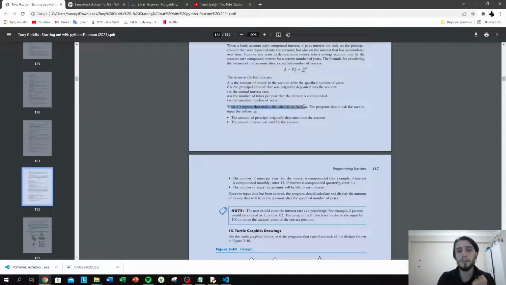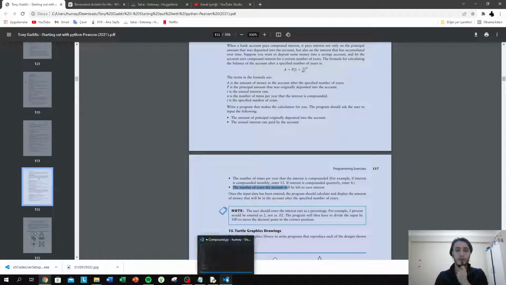Write the program that makes the calculation for you. The program should ask the user to input the following: the amount of principal originally deposited into the account, the annual interest rate paid by the account, the number of times per year that interest is compounded. For example, if interest is compounded monthly, enter 12. If interest is compounded quarterly, enter 4. And the number of years the account will be left to earn interest.